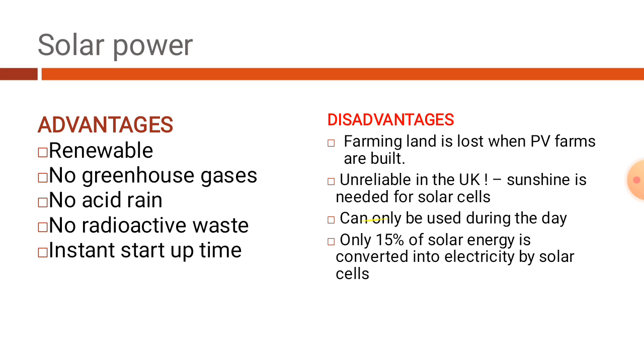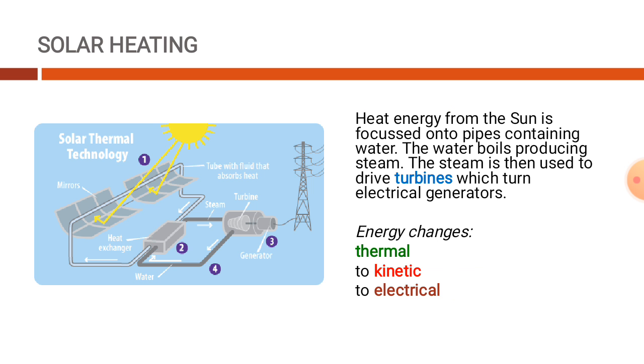Okay, it can only be used during the day because it needs sunlight. We only get it during the daytime, and it is only 15% efficient. Okay, so these are the disadvantages. Next is about solar heating.